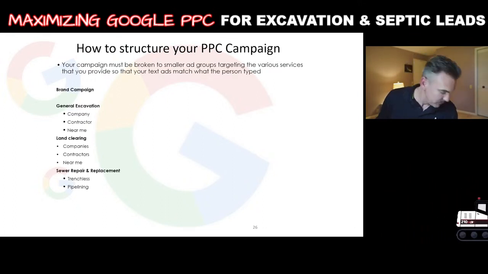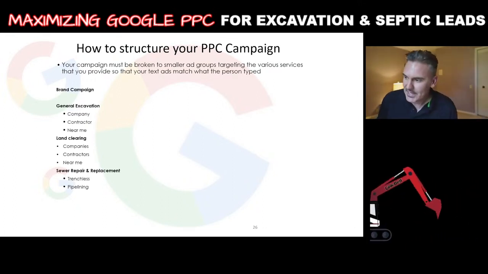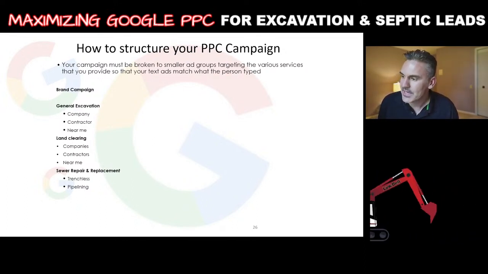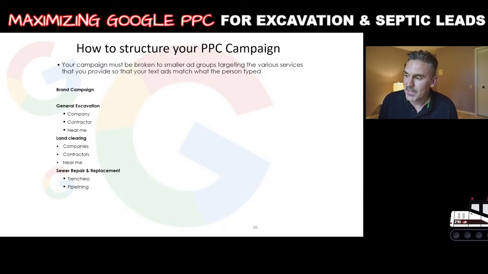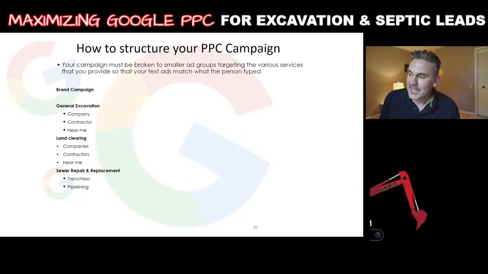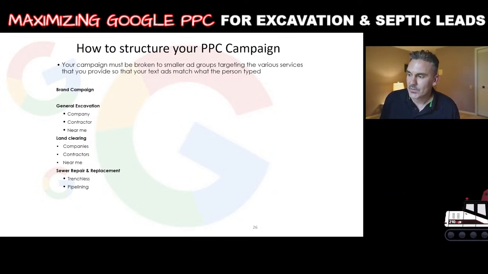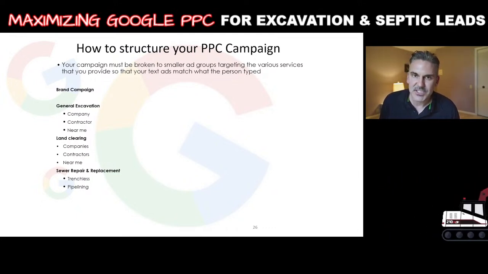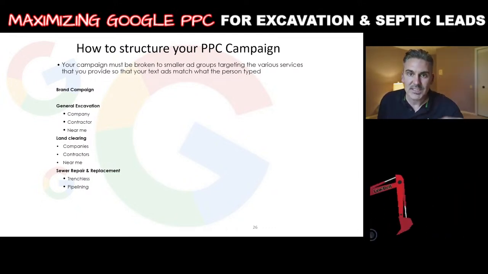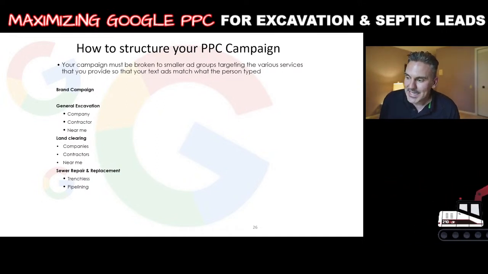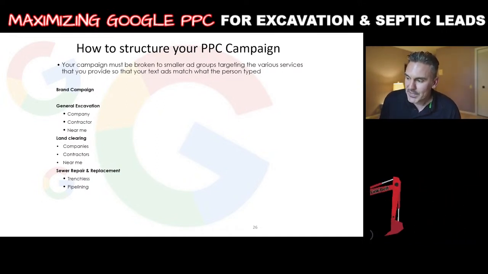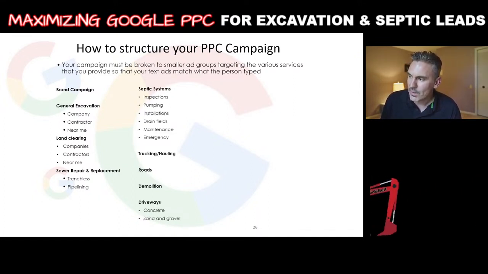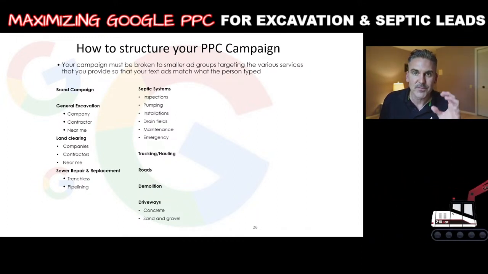So here's an example. You might have a brand campaign, which would be your company name, so that anytime someone types in your company name, you're guaranteed to pop up number one. You might have general excavation as a campaign. So if someone typed in excavation company, excavation contractor, excavation company near me, those types of ads would pop up. Land clearing, sewer repair and replacement, septic systems, trucking, hauling, roads, demolition, driveways. These are all your various ad groups.